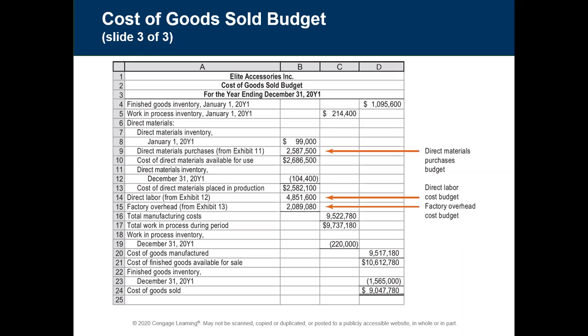Add that to our work in process, which gives us our total work in process during the period. Subtract out our ending work in process, which gives us the cost of goods manufactured. That plus our previous finished goods budget gives us our cost of goods available for sale. Then we take our ending finished goods inventory, and that gives us the cost of goods sold. So we've done this before. This is just a projected version of it.